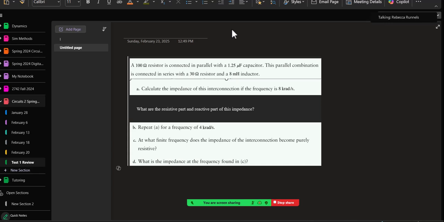Can you see everything and hear, and I'm not blocking the view too badly in here? Yeah, I can hear it and I can see it.